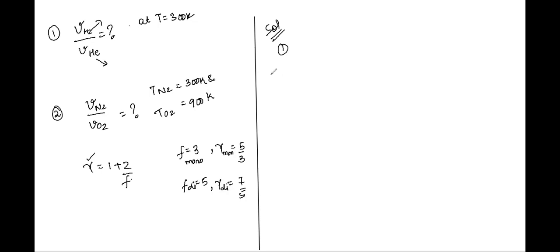The velocity V is given by the square root of gamma RT by M. Okay, the ratio, so we'll have to take it for both. The temperature is the same for both. So we'll take the first one, hydrogen to helium. V hydrogen to V helium is given by the square root of gamma upon M, because T is the same. R will get cancelled in the numerator and denominator, correct?